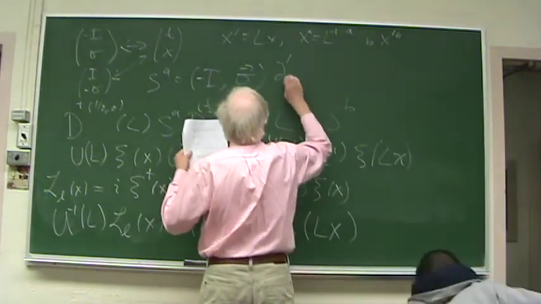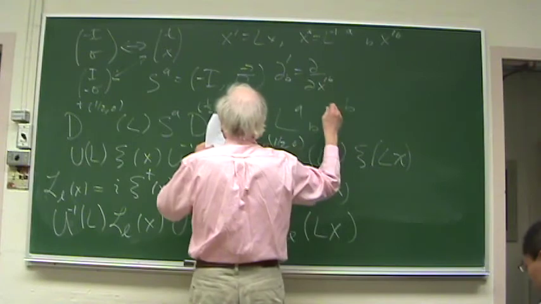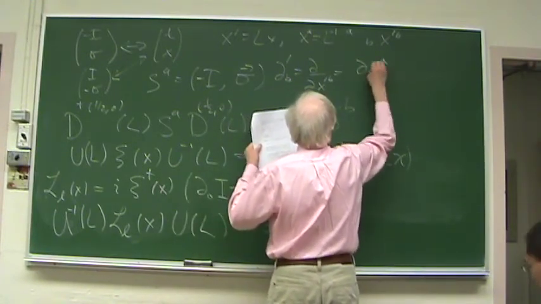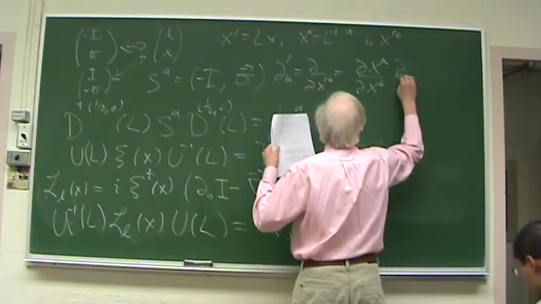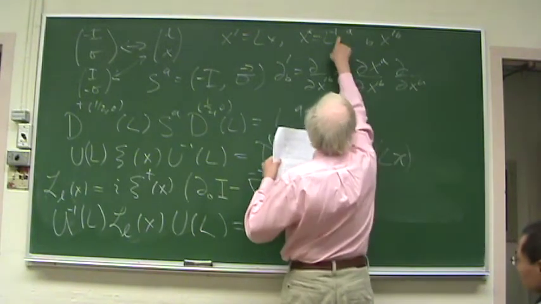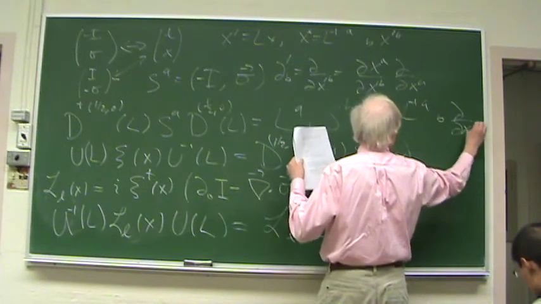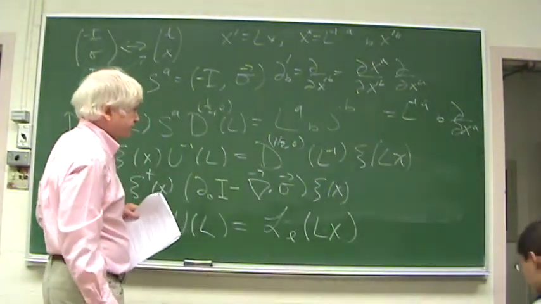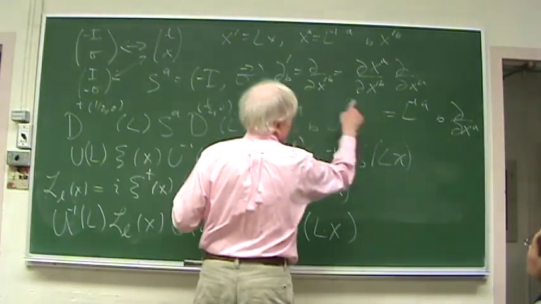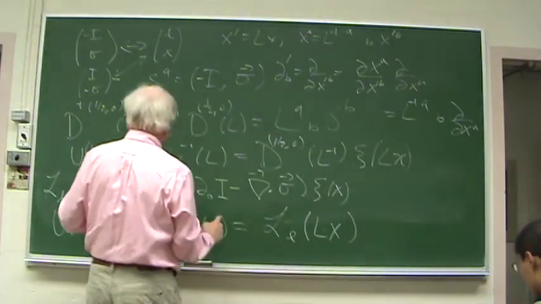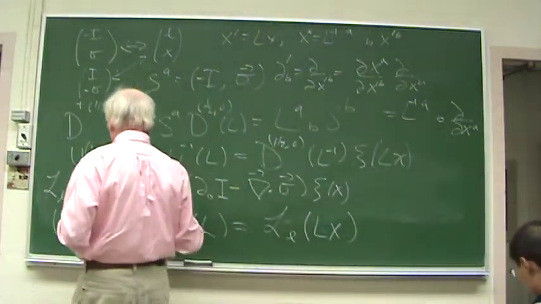Okay. So the derivative with respect to X prime B, by the chain rule, of course, is the derivative with respect to X of XA with respect to X prime B times the derivative with respect to XA. But this thing from there is equal to L inverse AB partial partial XA. All right. So we want to see that under this Lorentz transformation, this structure shows up in the action density.